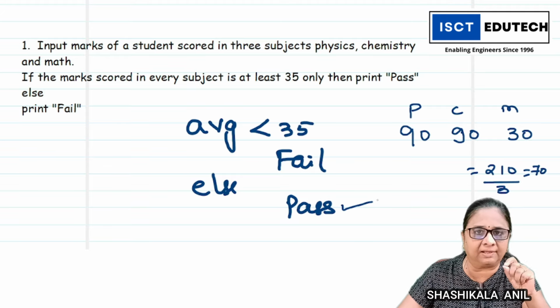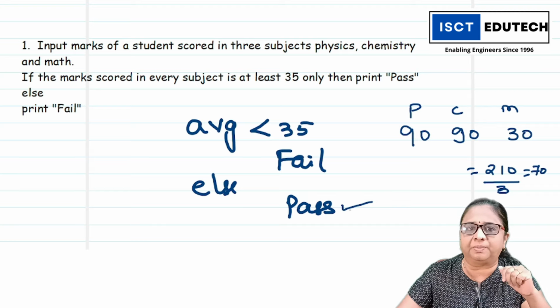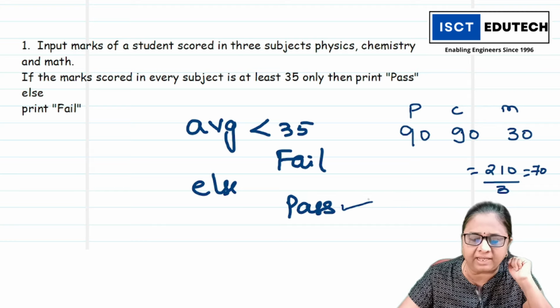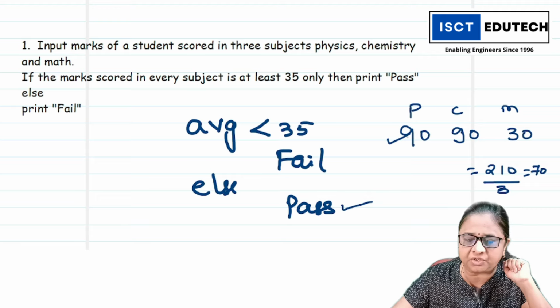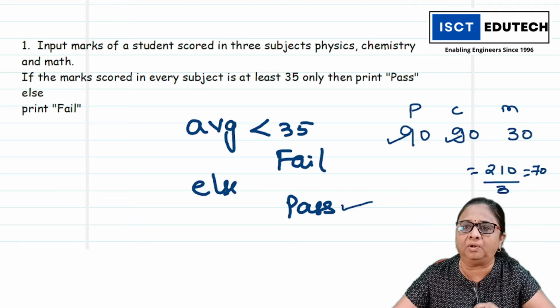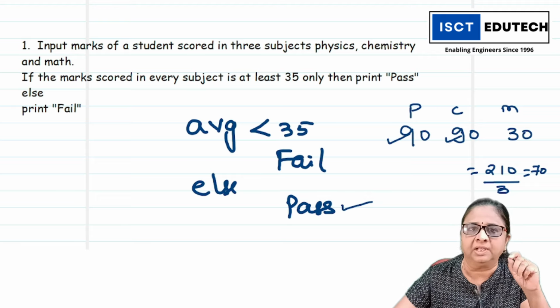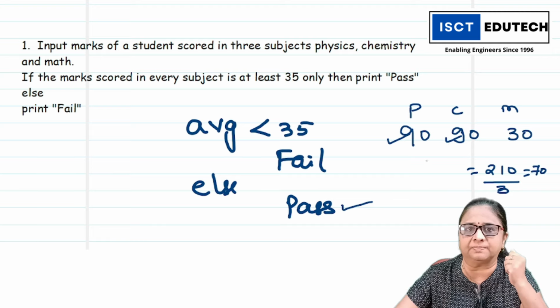So if you take it on average, the result is pass. But now let's say the pass or fail is not based on average. It should be based on every subject. So my condition is every subject should be at least 35. Only then it should be taken as pass. So that means now how many conditions should be checked? 3 conditions must be checked.